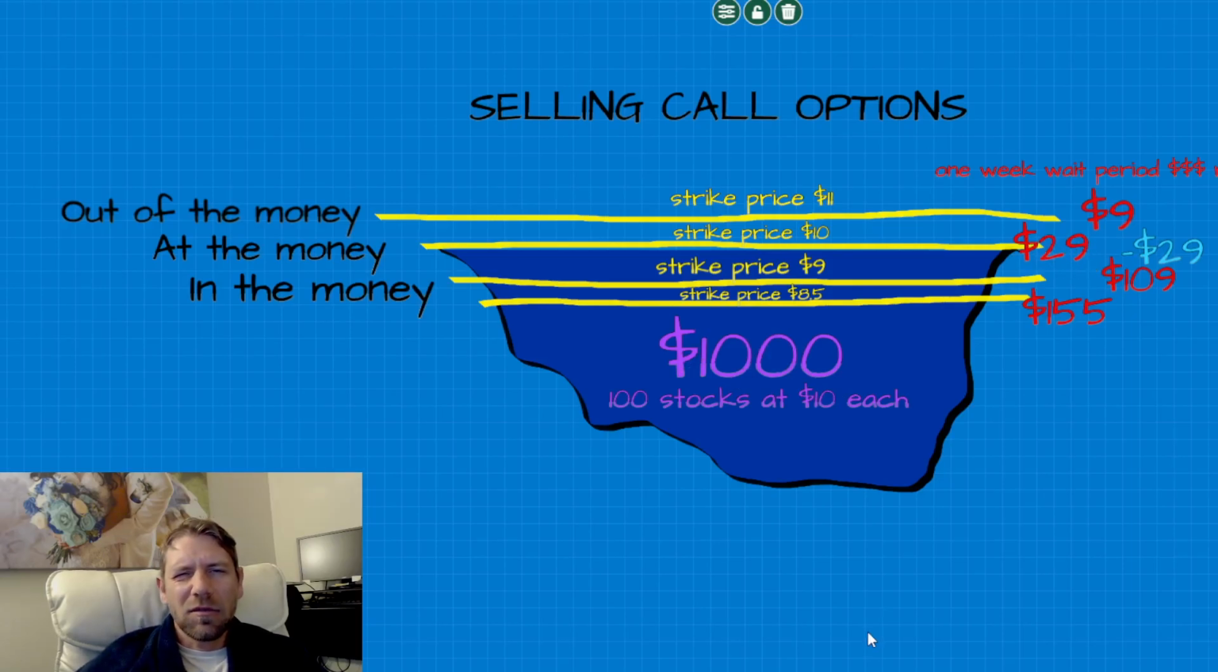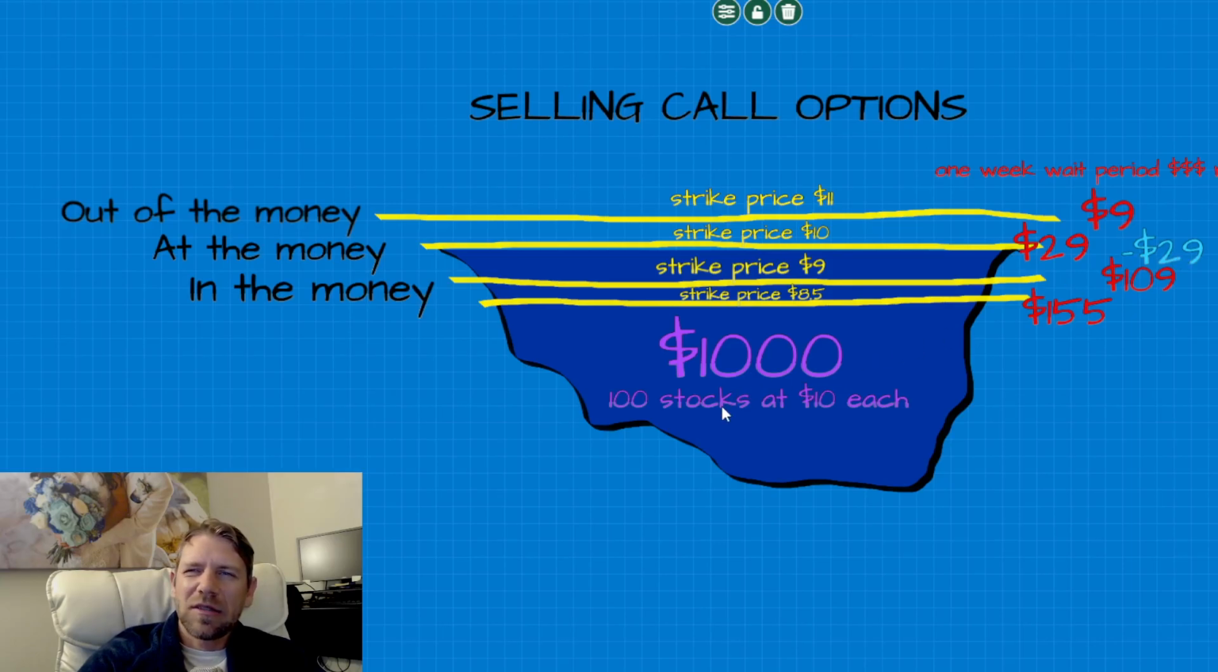So by the end of the week, I will have $1,029. Okay, $1,029 total. If and only if the stock goes up. If the stock goes down, I get to keep my shares and the $29. And this liability will go to zero.